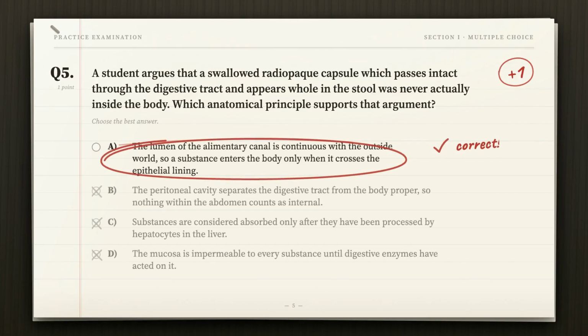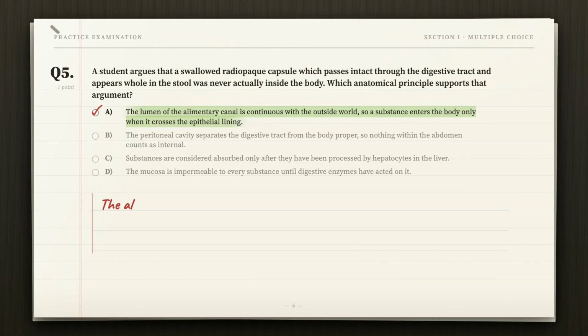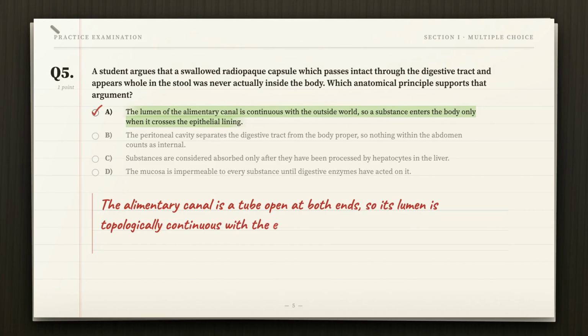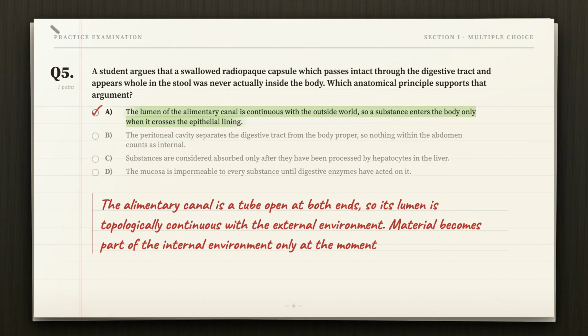The correct answer is A. The lumen of the alimentary canal is continuous with the outside world. So a substance enters the body only when it crosses the epithelial lining. A is correct because the alimentary canal is a tube open at both ends, so its lumen is topologically continuous with the external environment. Material becomes part of the internal environment only at the moment it crosses the epithelium into blood or lymph. The intact capsule never crossed that boundary.